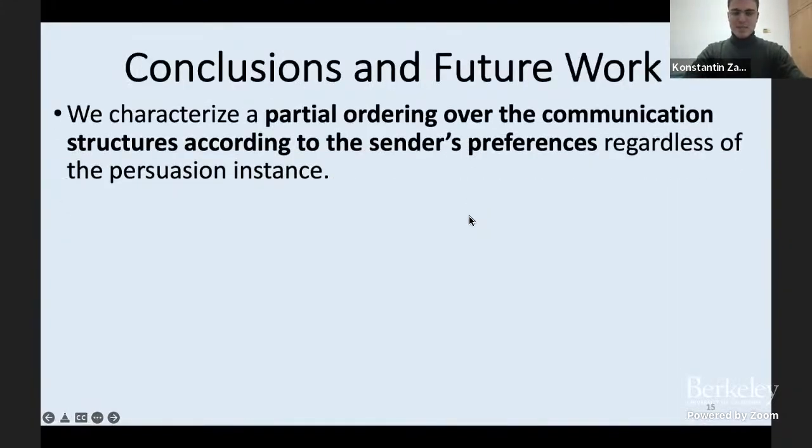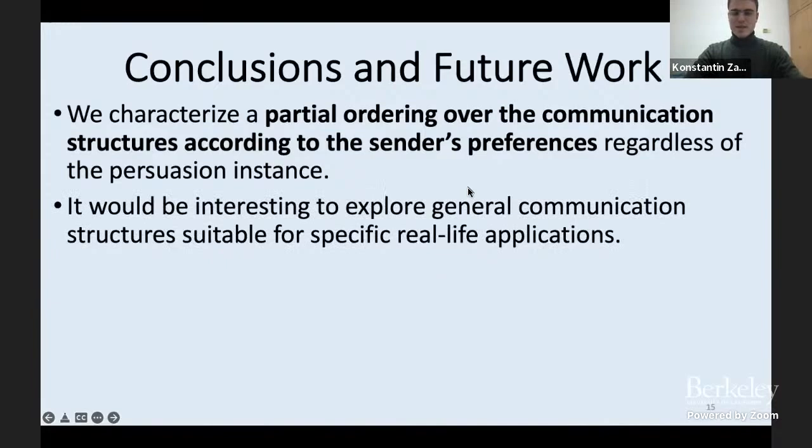The main takeaway from this paper is a simple characterization of a partial ordering over the communication structures by the sender's preferences in the robust sense. The robustness means that the preferences hold regardless of the utilities of all the agents and the prior distribution. We studied some natural special cases, but of course, many other interesting cases exist. And it would be nice to understand the real-life applications of our model.